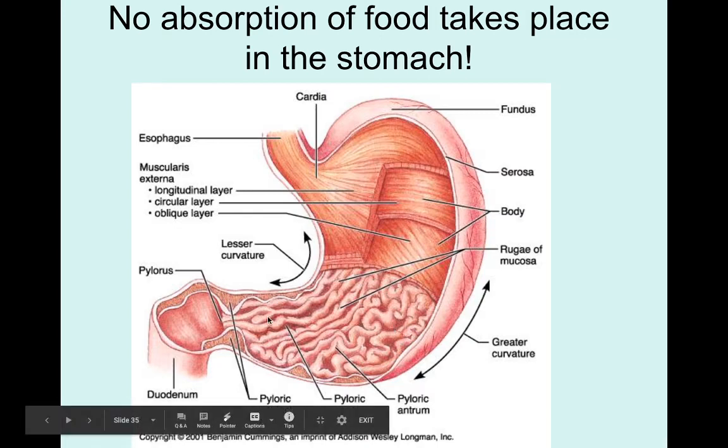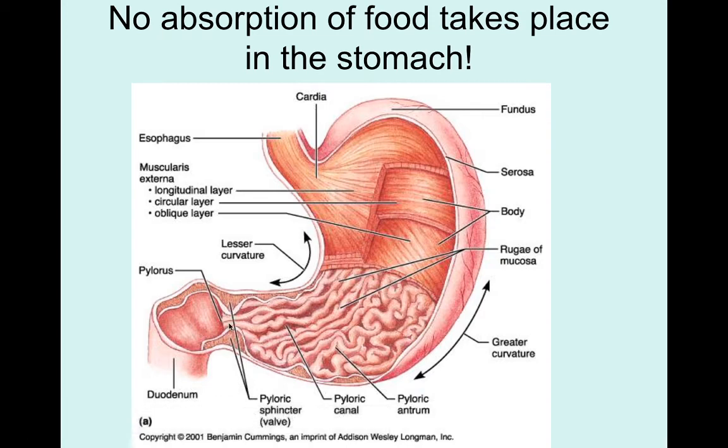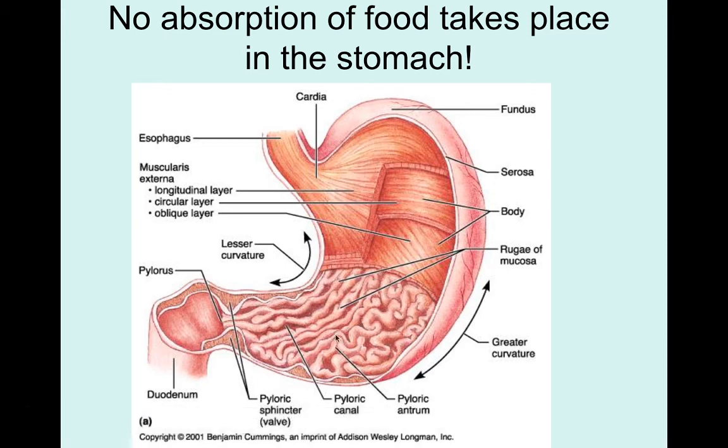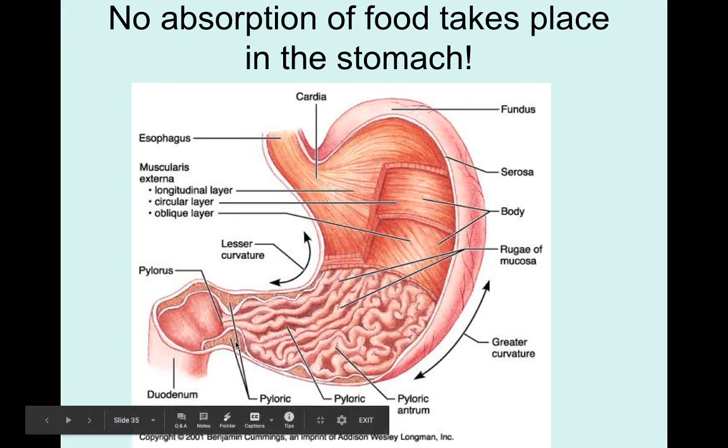And then here at the end, this is the pylorus, and this is the pyloric sphincter. It opens to allow some chyme to go into the duodenum of the small intestine here, and then it closes. So that way we can get a gradual release of chyme from the stomach into the small intestine.